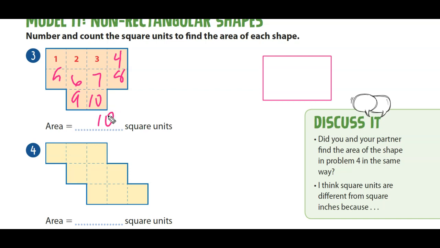What would be for this one? How many are there? Count them. 1, 2, 3, 4, 5, 6, 7, 8, 9. Yep, 9. So if it's not a perfect rectangle or square, I can just count all the squares to find out what the area is.